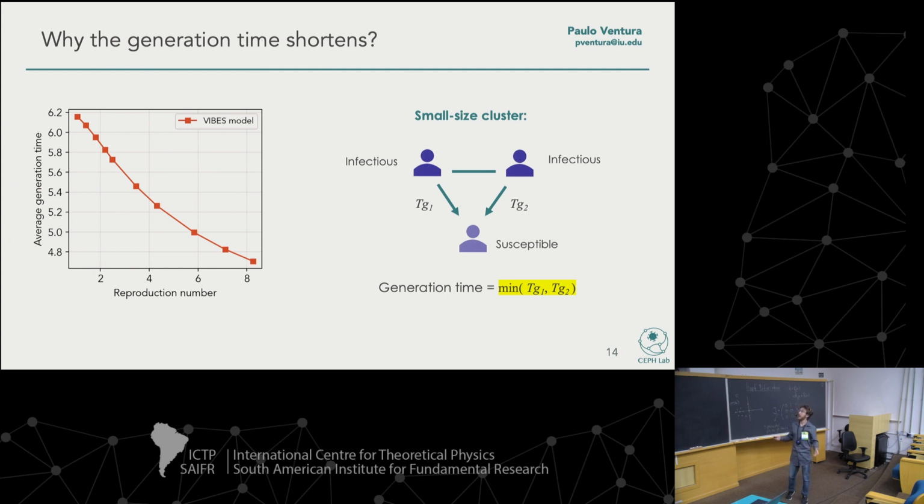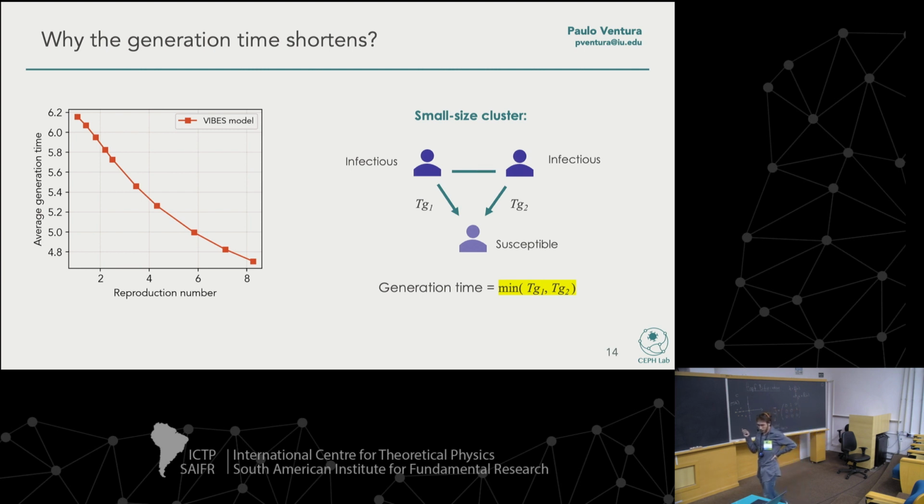And the same thing happens if you increase the reproduction number. You start infecting people sooner rather than later. So your generation time goes down. And this cannot be captured with the within-host model only, but can be captured with our multi-scale model.